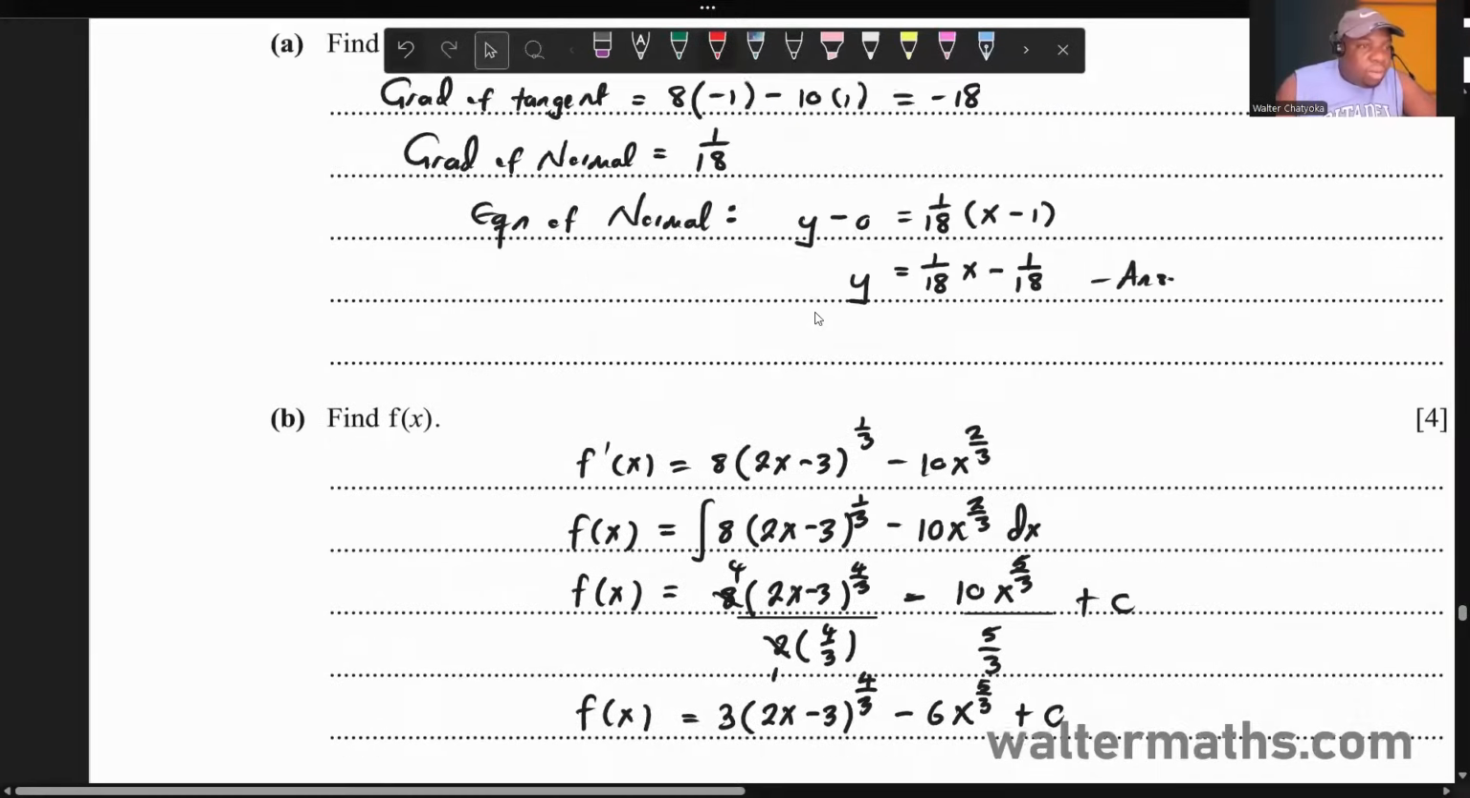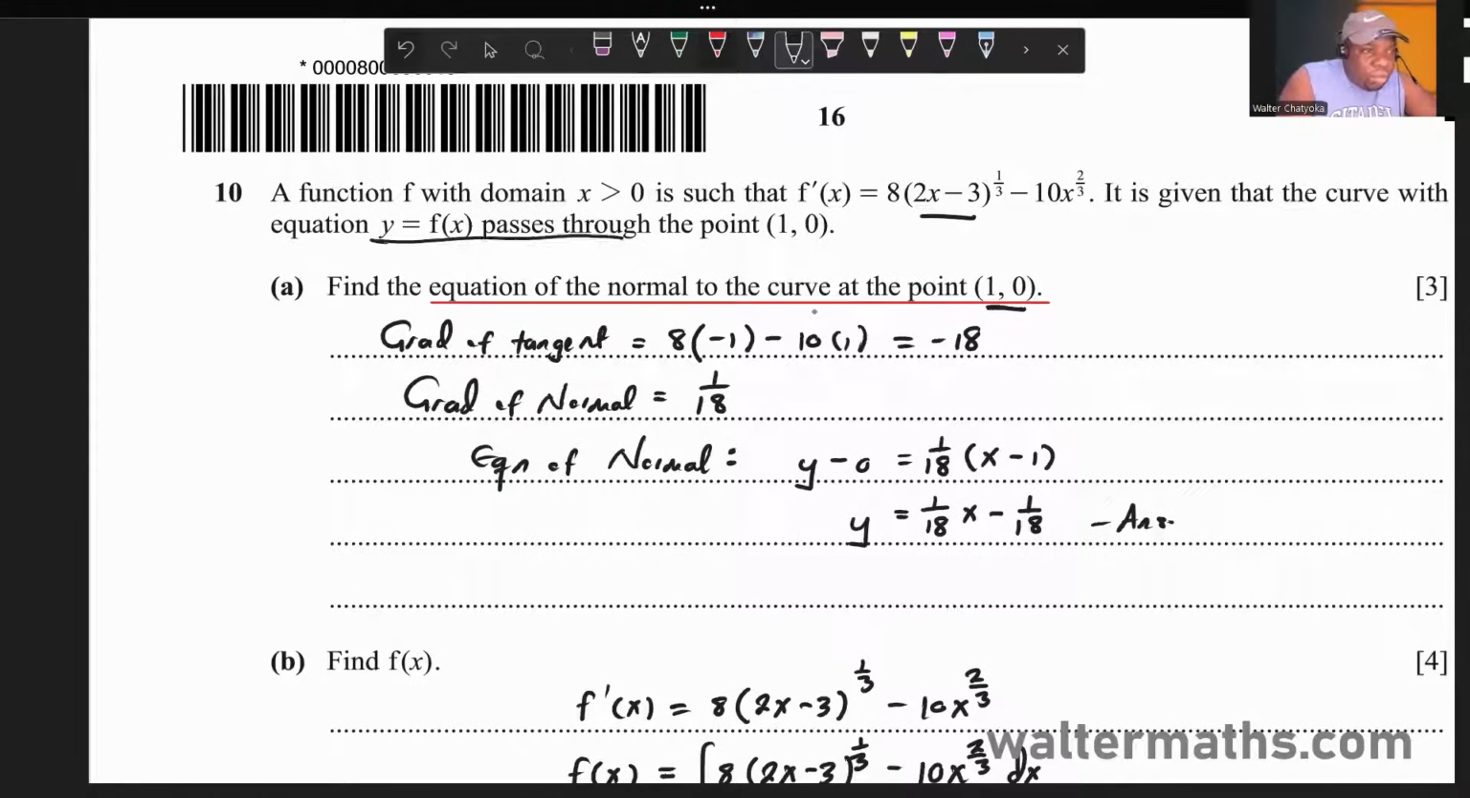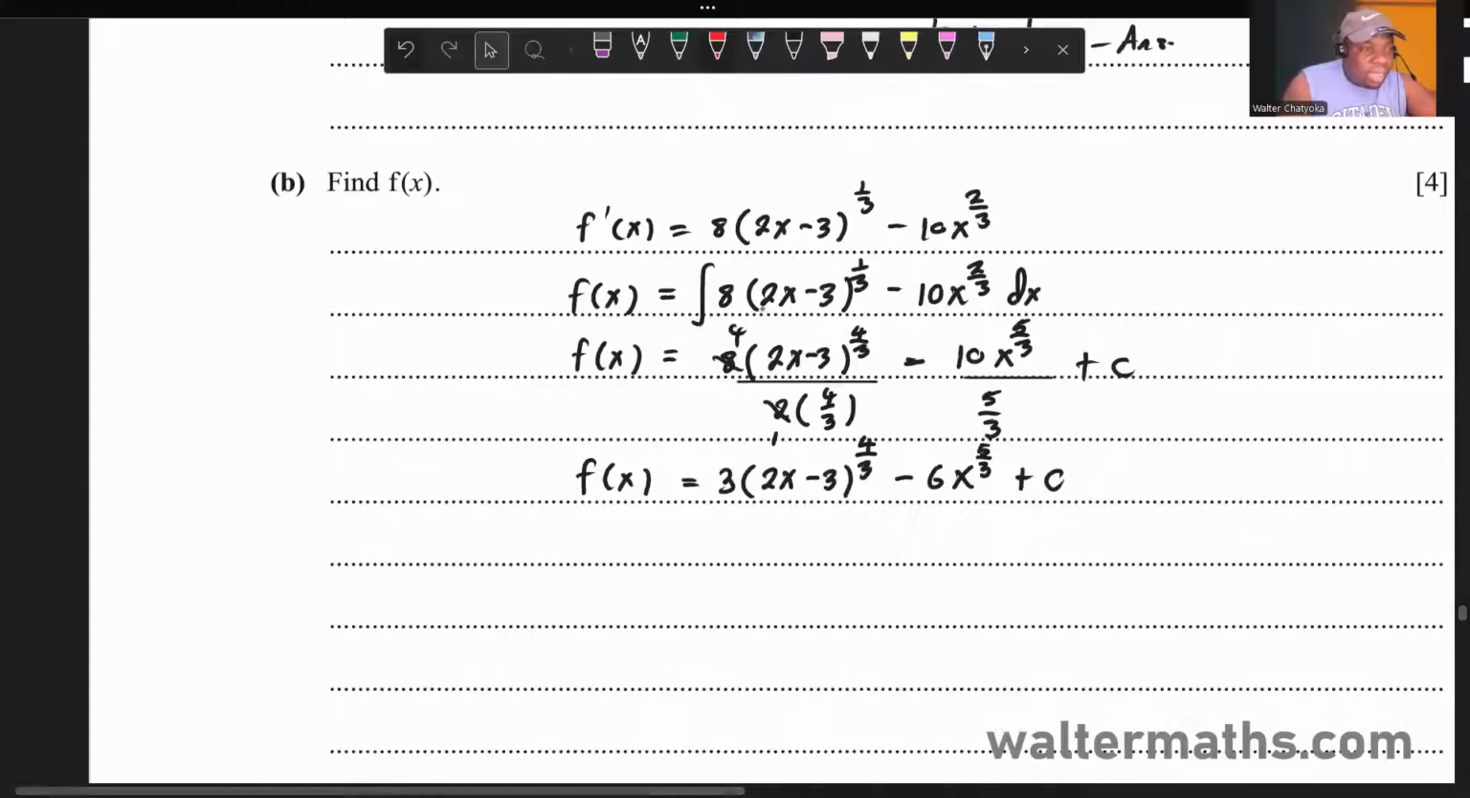Now the question says that the graph y is equal to f of x passes through the point 1, 0. So since it passes through the point 1, 0, it therefore means that f of x, which is y, has a value of 0 here. So 0 is equal to 3 of, and we're substituting 1 for x. So here that will just be minus 1 to the power 4. So that's just 1. And here, substituting 1, we get 6 and plus c. So 3 minus 6 is minus 3. So c comes out as 3.